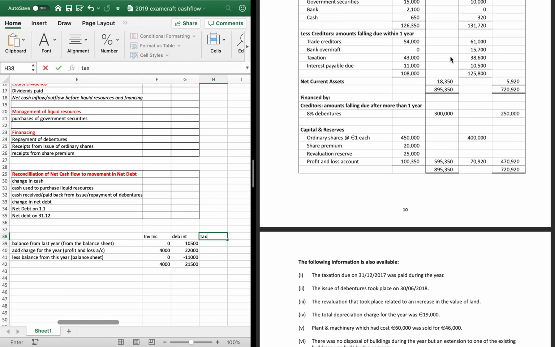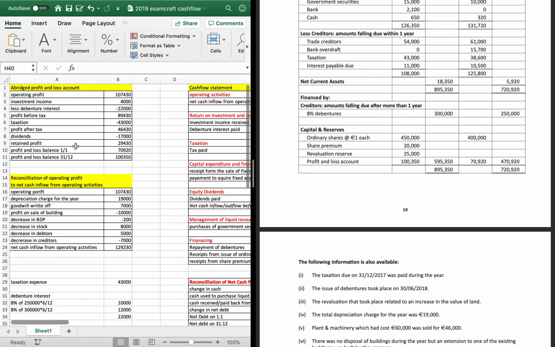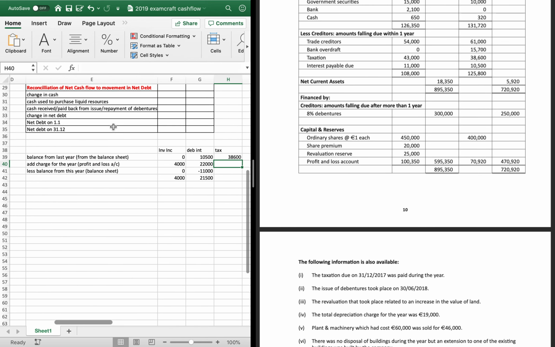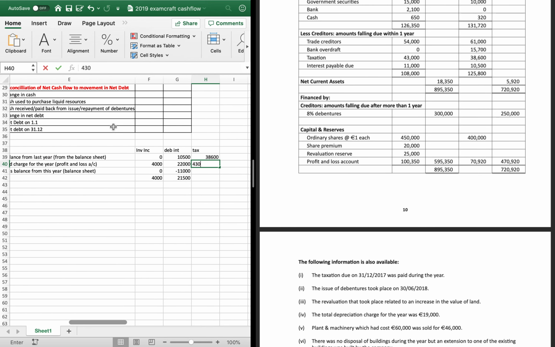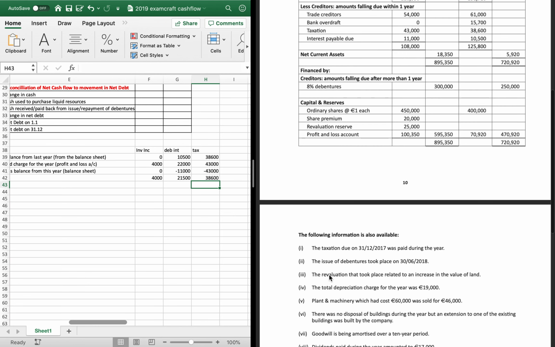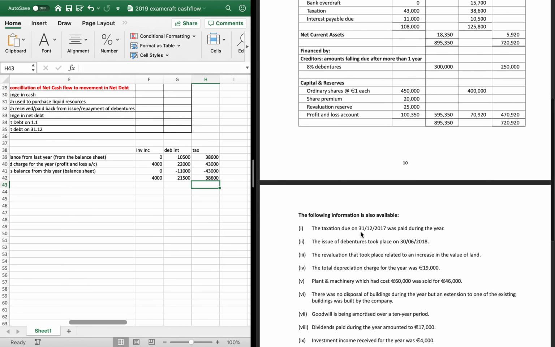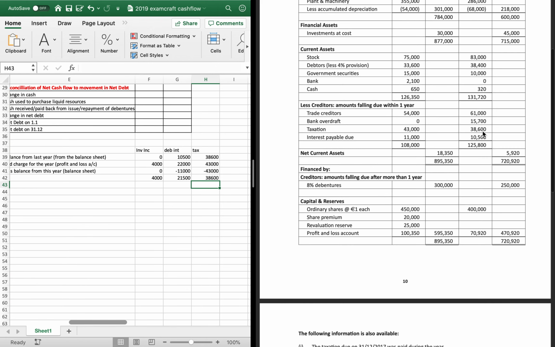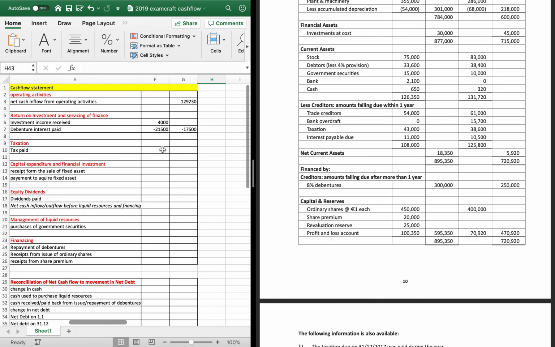So there's taxation due, 38.6. The bill for the year from part A is 43,000. Then at the end of the year, we've taxation due of 43,000 to take away. That means we've paid 38.6. And we already know we paid 38.6. Again, you don't have to do that because it tells us down here that the taxation due on the 31st of 12th 2017 was paid. So 38,600 was paid. So we put in that.